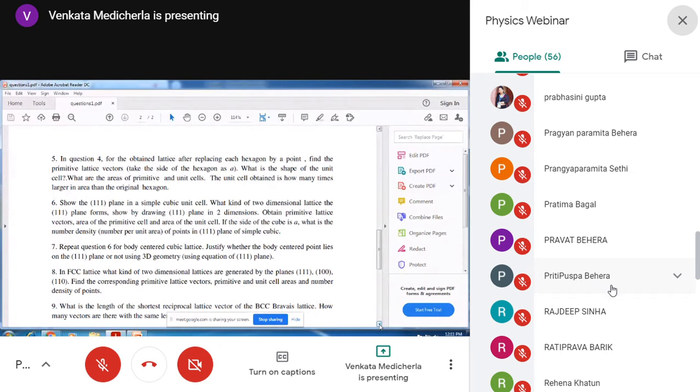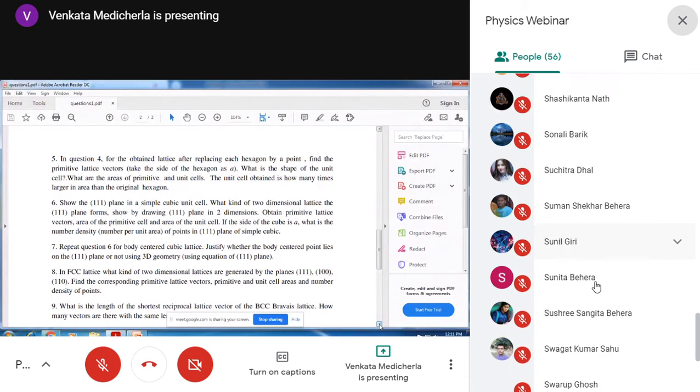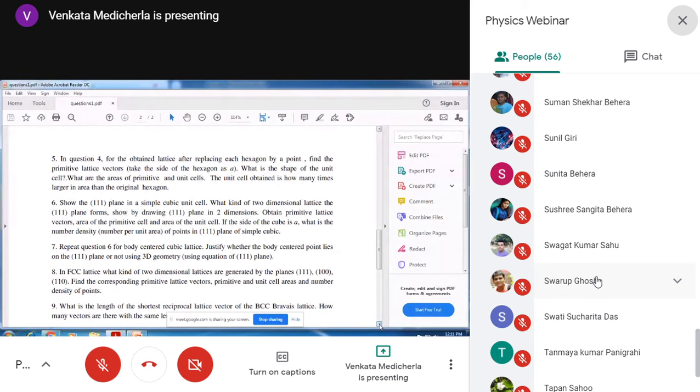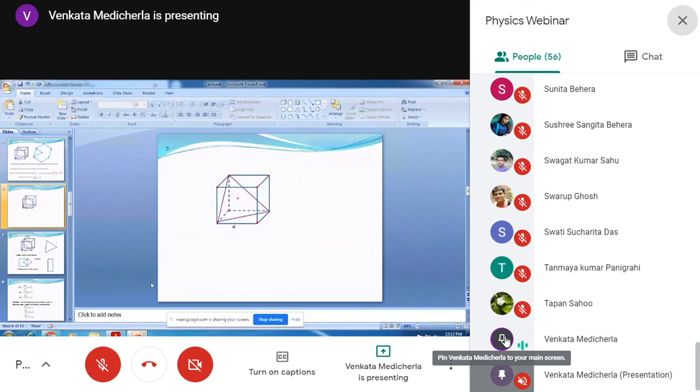In an FCC lattice, what kind of two-dimensional lattices are generated by the planes? Different planes I have given, a variety of planes: 111, 100, 110. Find the corresponding primitive lattice vectors, primitive cell volumes, everything, area, number density of points. How to do that? Let us do it quickly, because I will not ask you now what to do, because you have no response, right?